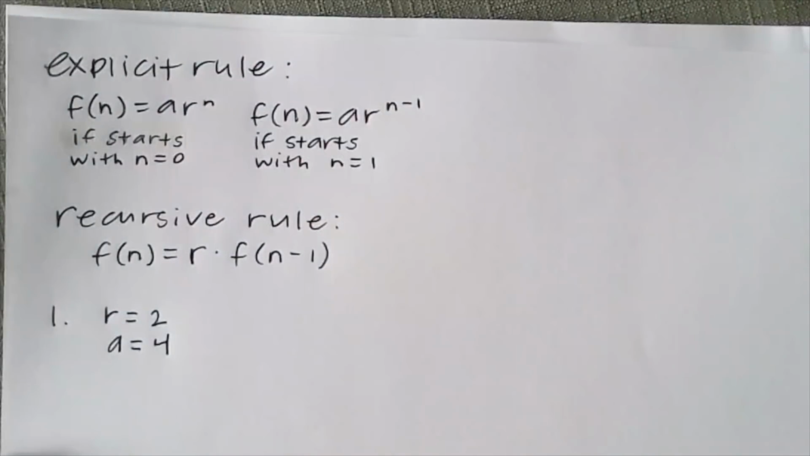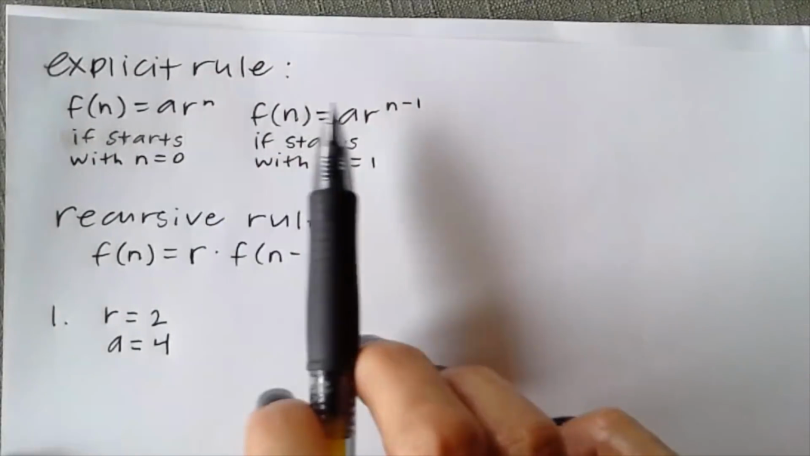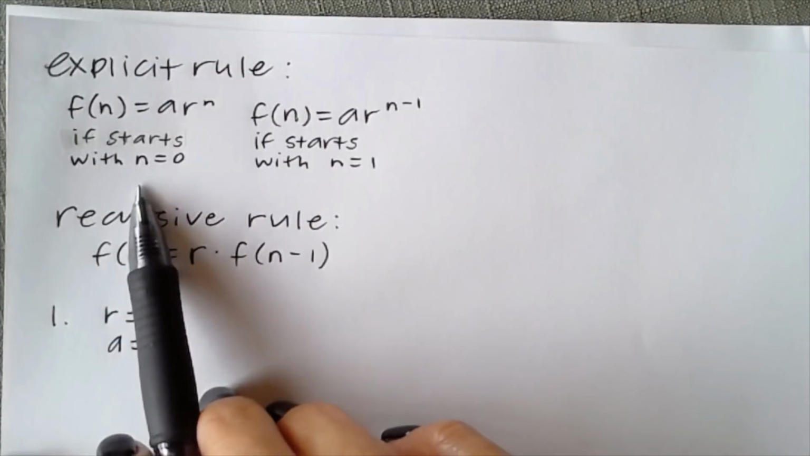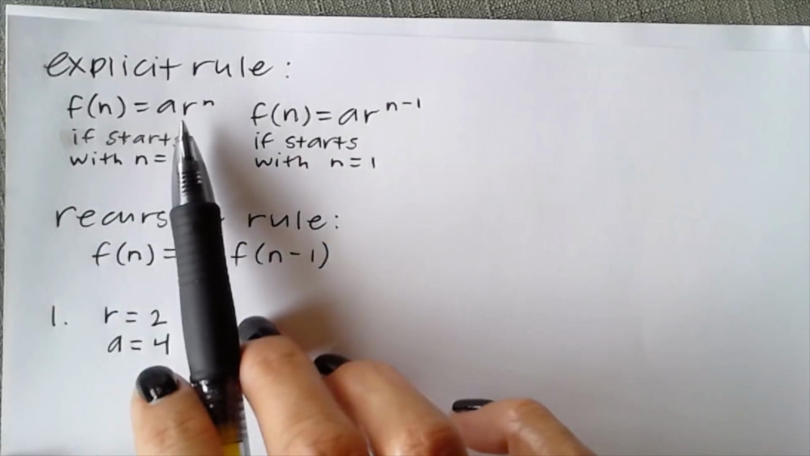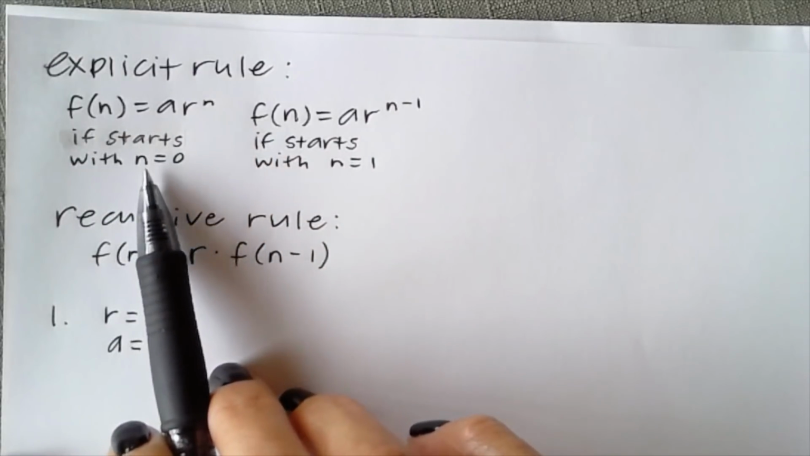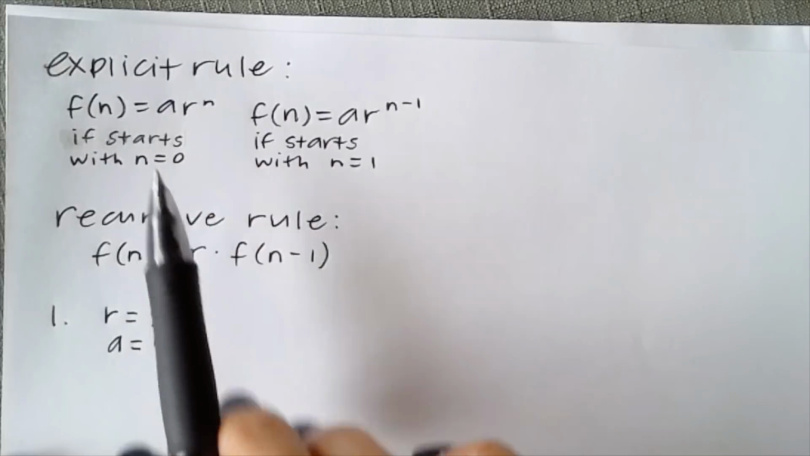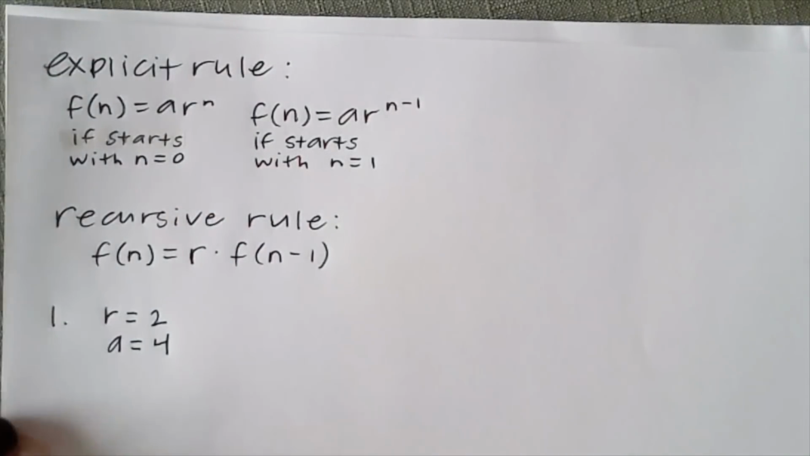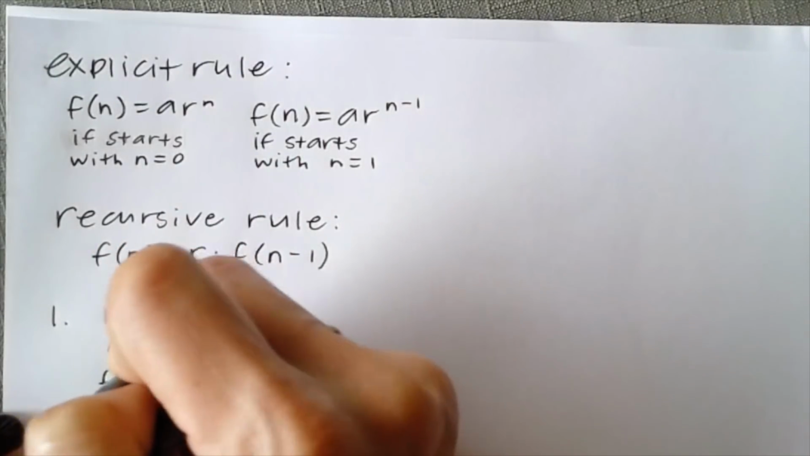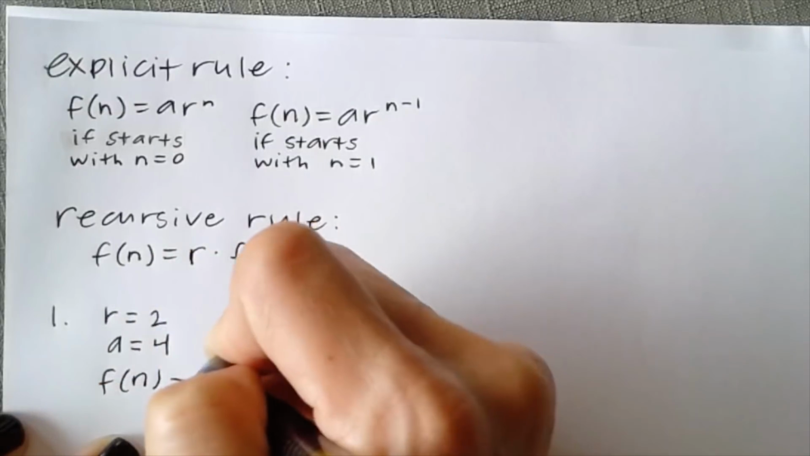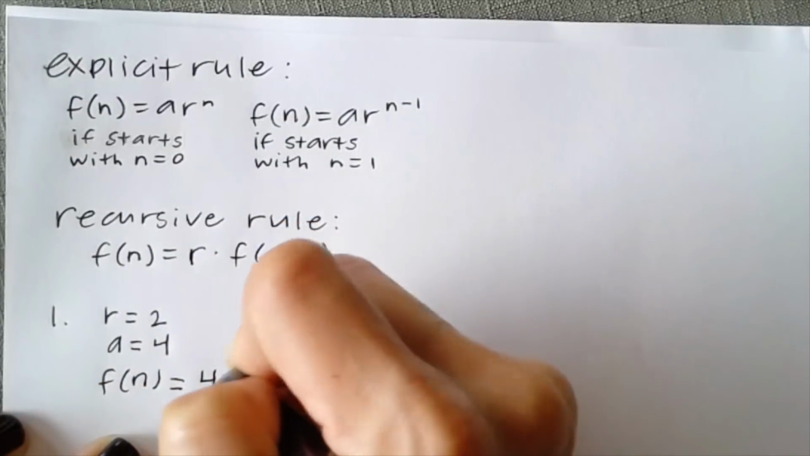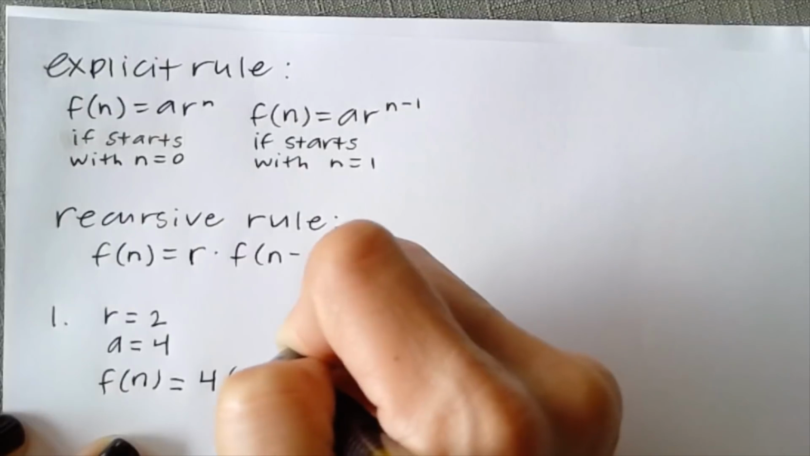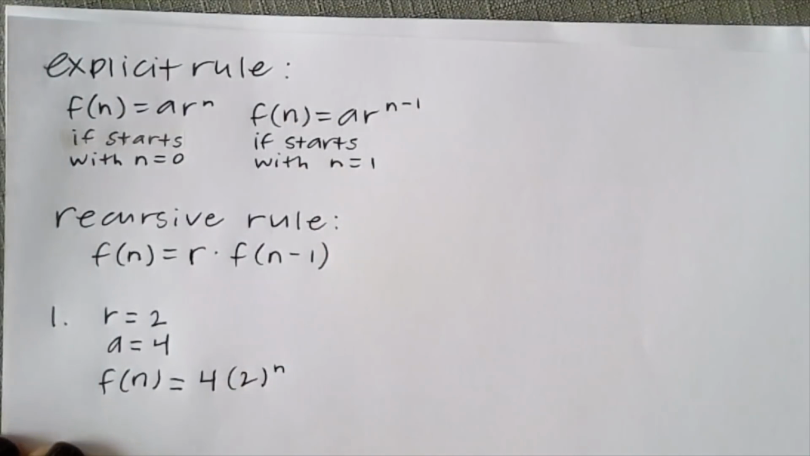And once you have r and a, you're going to plug them into your formulas. So for explicit, we have f of n equals a r to the n if n starts with 0. And that was problem number 1. So we're going to use that formula. We're going to go f of n equals a, which is 4, r is 2, raised to the n power. So that's going to be your explicit rule.